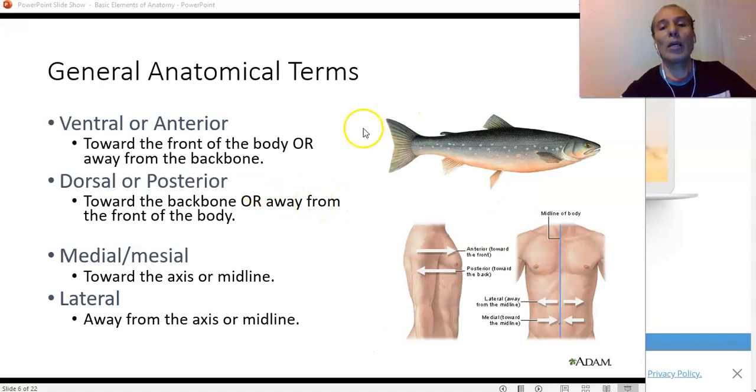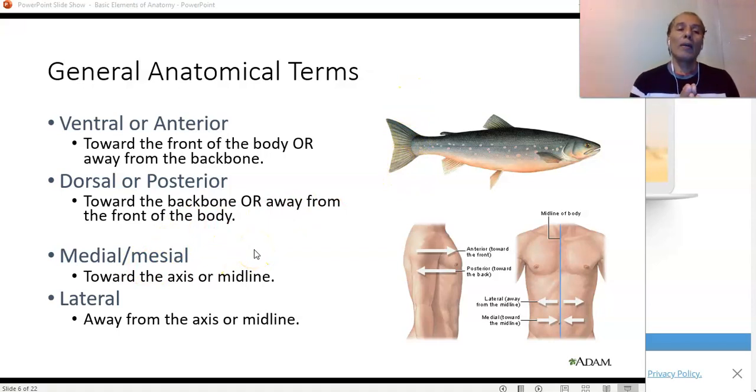So here, as you could see in the fish, the modern word for ventral is frontal or anterior. Frontal, anterior, ventral mean the same. So you can see on the belly of the fish, there is a fin. That is the ventral fin. Dorsal, or also a modern word for it, is posterior. So this is the dorsal fin of the fish.